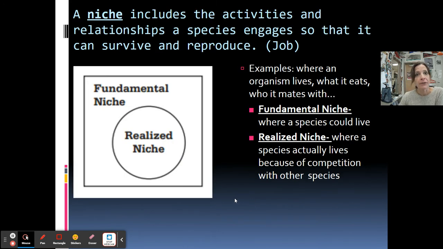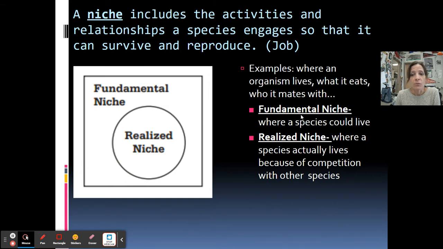Okay, so another vocab, a niche. A niche you may have heard from regular biology or honors bio, but that is an organism's activities, its relationships, it's who it mates with, it's who it eats and who eats it. And basically I think of it as its job in the ecosystem.